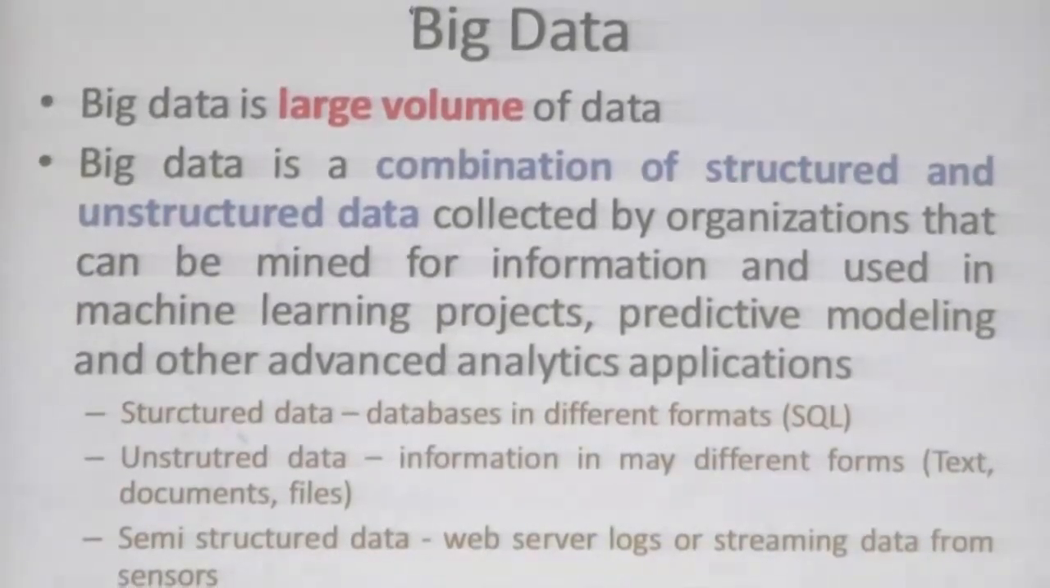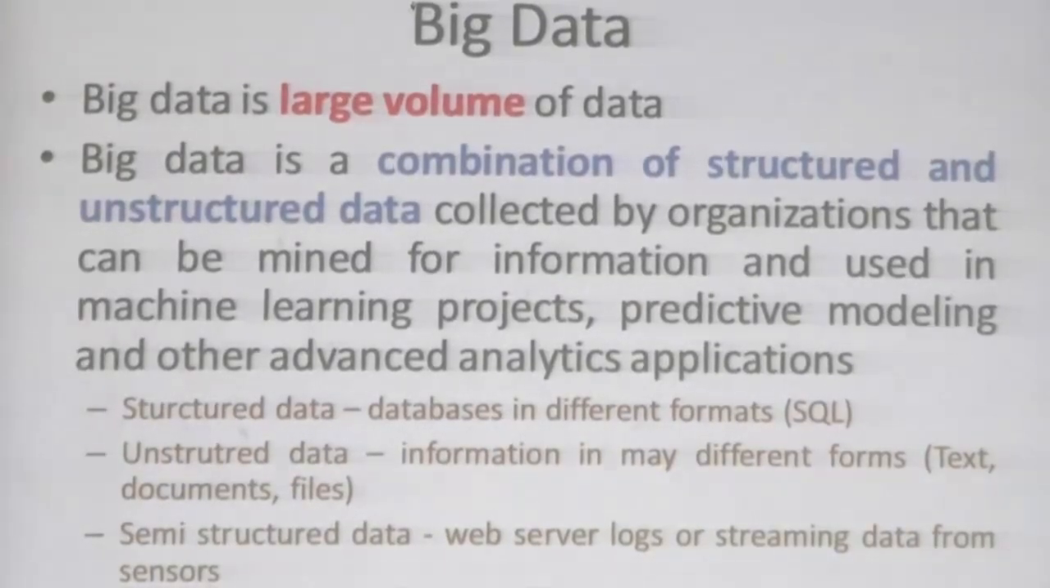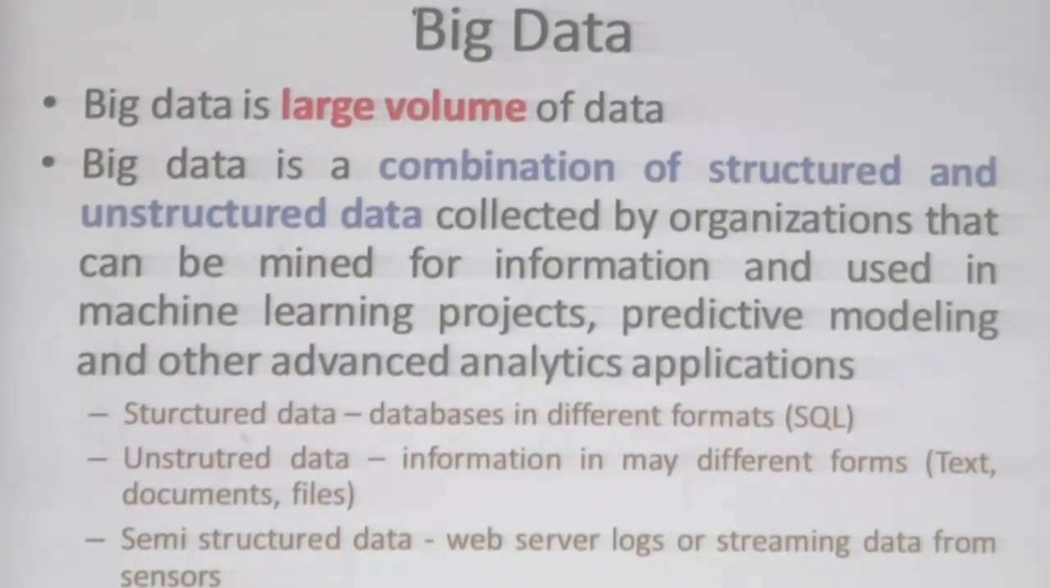What is big data? Big data is a large volume of data. It's a main characteristic of big data. And there are special things in that. Big data is a combination of structured and unstructured data collected by organizations that can be mined for information and used in machine learning projects, predictive modeling and other advanced analytical applications.